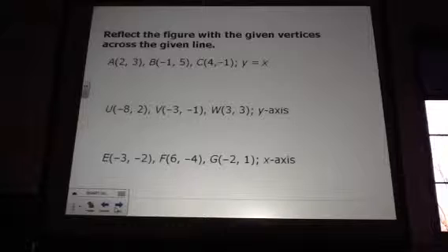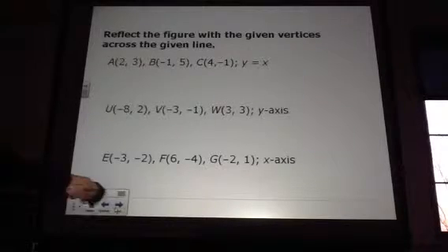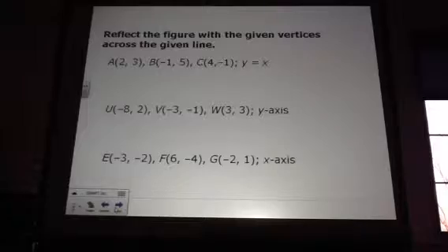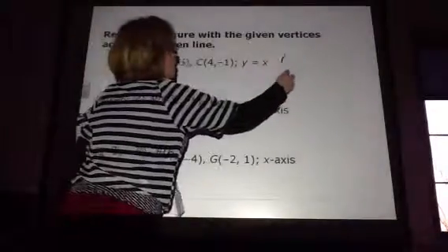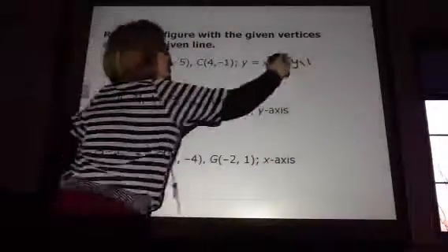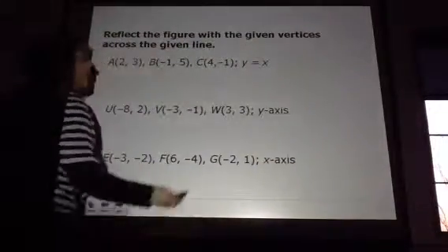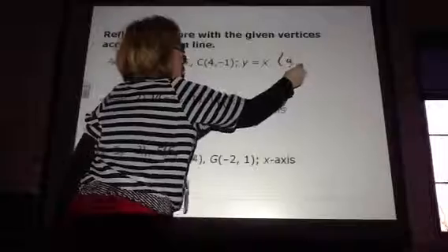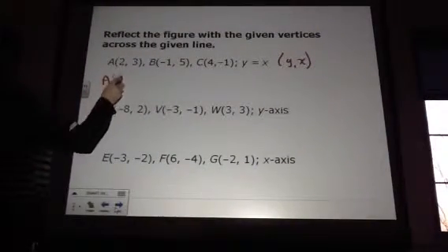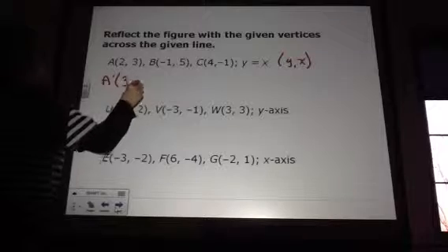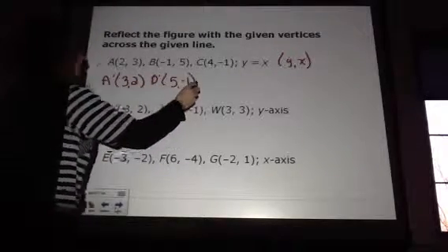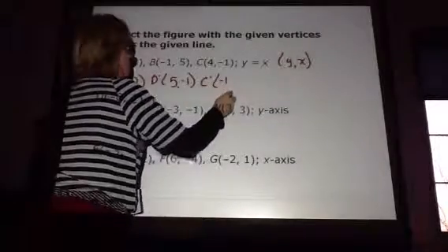Okay, reflect the figure with the given vertices across the given line. We're just going to need to write the coordinates of the image. Always start with the rule. So the rule is where you switch those coordinates. Now my y coordinate is first and then my x. So A prime, B prime, C prime.